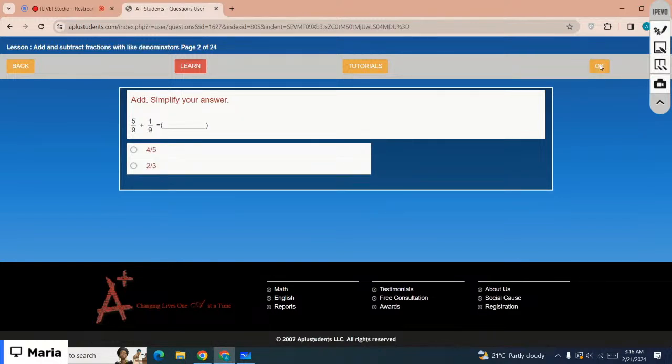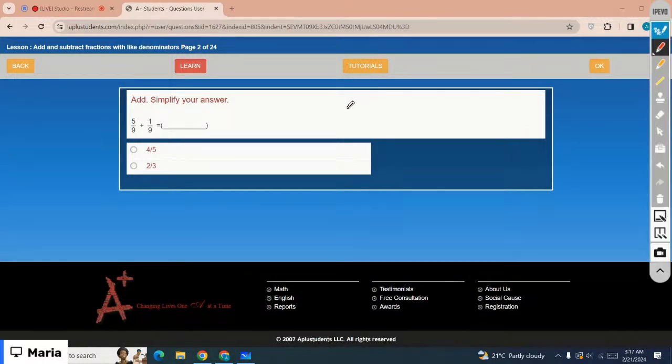Okay, the next one is add 5 by 9 plus 1 by 9. So which is the correct option? Again, they have the like denominators. So adding like denominators is very easy. You just have to do 5 plus 1. 5 plus 1 is 6 over 9, right?